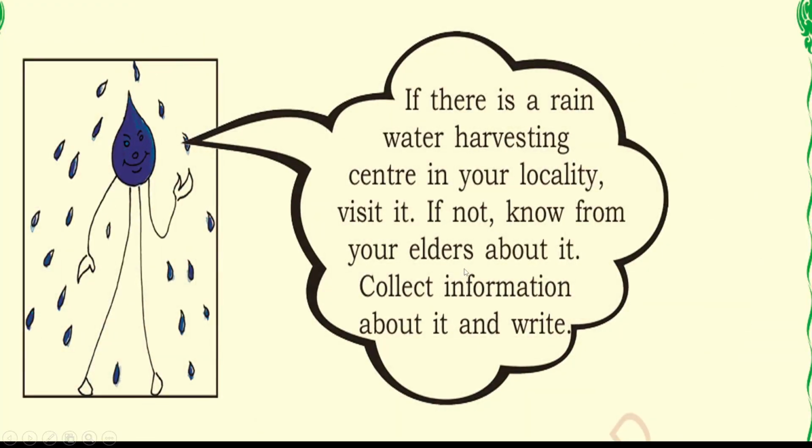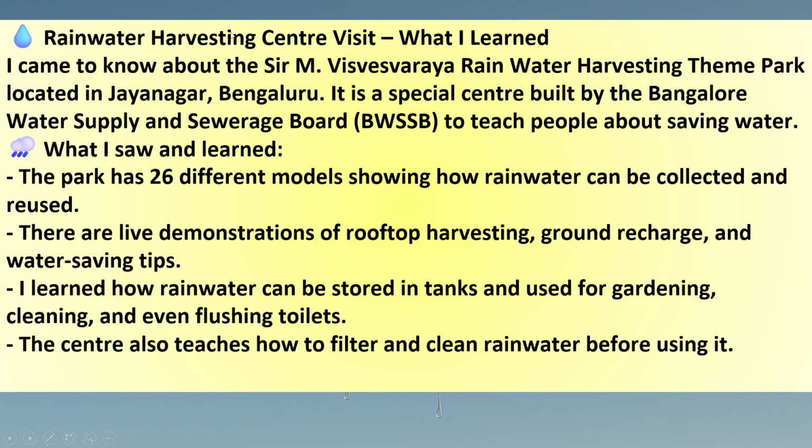If there is a rainwater harvesting center in your locality, visit it. If not, know from your elders about it. Collect information about it and write. Rainwater harvesting center visit. What I learned: I came to know about the Sir M. Vishveshwaraya Rainwater Harvesting Theme Park located in Jayanagar, Bengaluru. This is a special center built by the Bangalore Water Supply and Sewerage Board, the BWSSB, to teach the people about saving water.